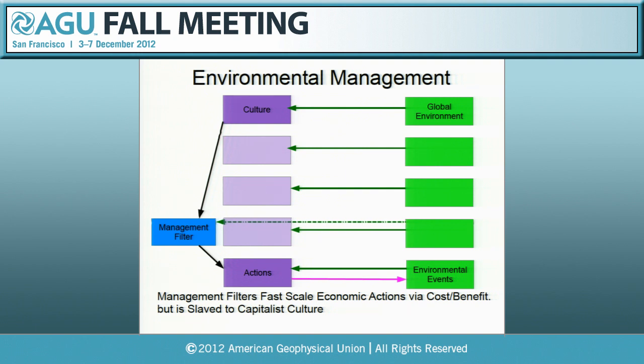So that process then has the potential to correct for some of the excesses of the very fast time scale oriented capitalist culture. However, because of the alienation of management and everything else within our society from the longest time scales of culture, even over just intermediate time scales, we would expect that this management filter would become slave to and a part of the capitalist culture dynamics.